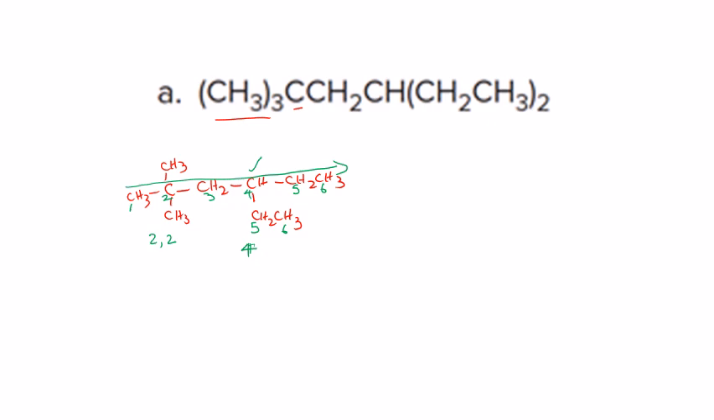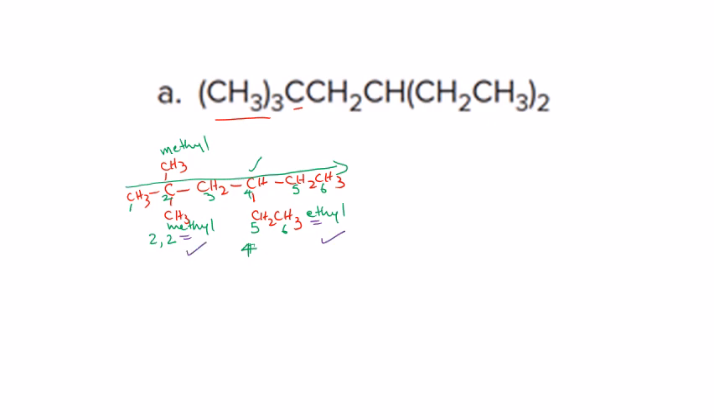Now the numbering is done. I pick the parent chain, the longest chain, and now I have to name the substituents. I have a substituent which is called methyl here, and this is also methyl here, and this is ethyl. So I named the substituents. Now I am ready to name this compound. I have an ethyl group and methyl groups, so E comes first and then M.